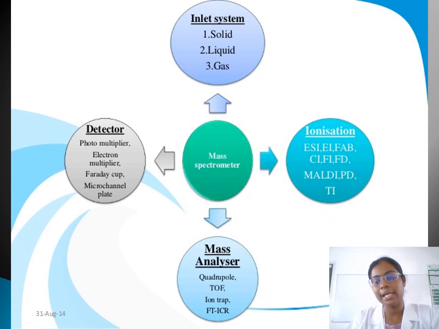What are the analyzers used in mass spectroscopy? It is a highly expensive technique. The analyzers used are quadrupole analyzer, time of flight, ion trap, and FTICR.